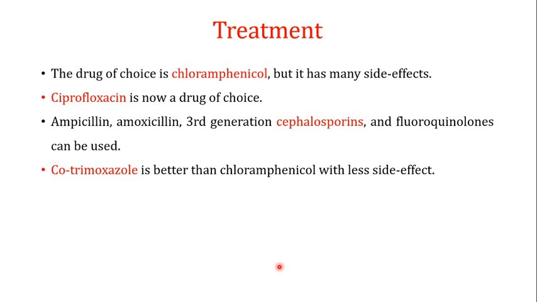If we talk about the treatment of Salmonella typhi, the treatment is usually the use of antibiotics, and the drug of choice was chloramphenicol, but it has many side effects. So now the drug of choice is ciprofloxacin. Now ampicillin, amoxicillin, third generation cephalosporins, and the fluoroquinolones can also be used for the treatment of Salmonella typhi. And co-trimoxazole is better than chloramphenicol because it has fewer side effects. There are a variety of antibiotics that can be used for the treatment of typhoid fever.